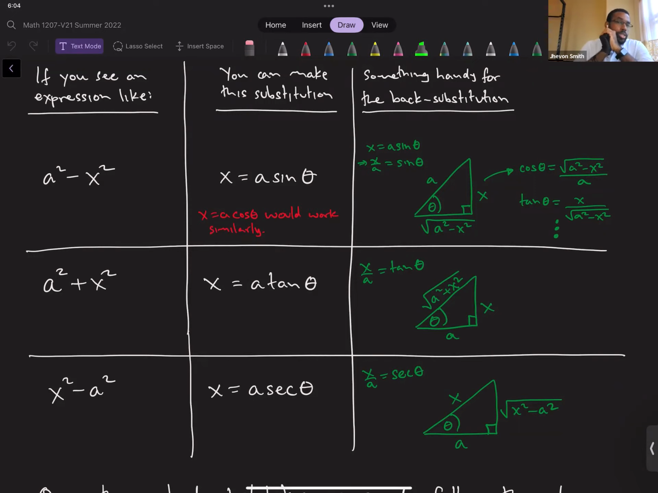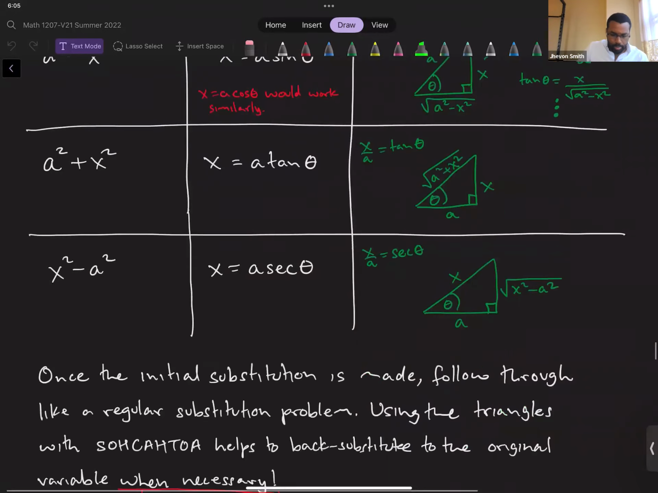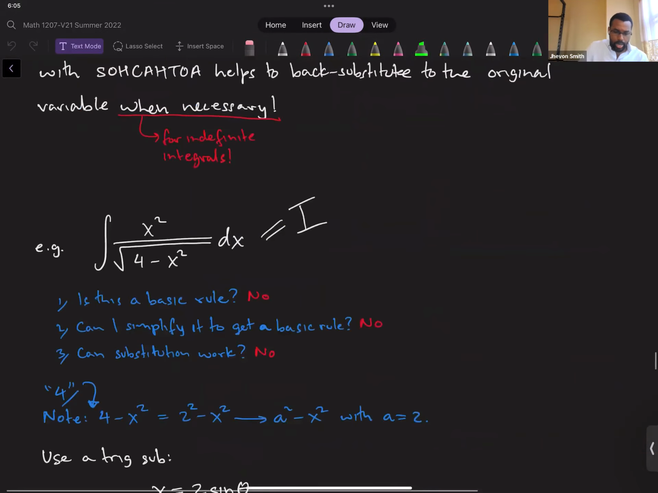So you can just use the substitutions in the middle column to transform the integral that you're looking at into a trig integral, where you can use trig techniques to do it. Once you've done that, the last column on the right that's in green tells you how to construct triangles so that you can do the back substitution. You can figure out what functions in your original variable would replace whatever trig functions are in your answer.